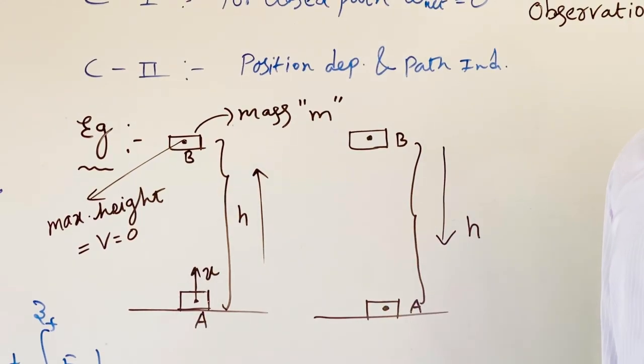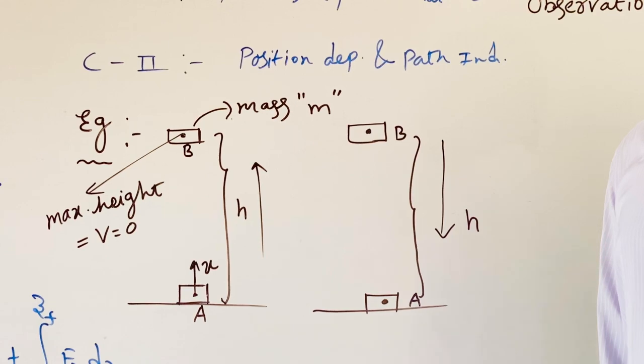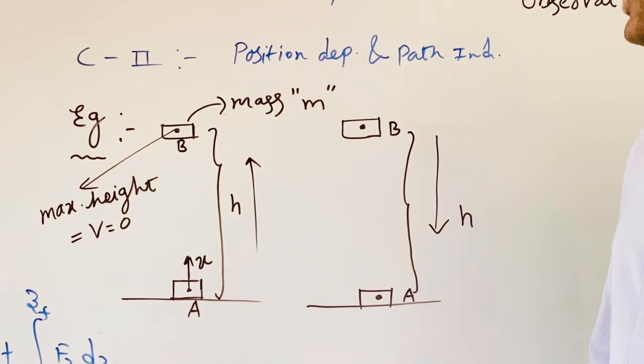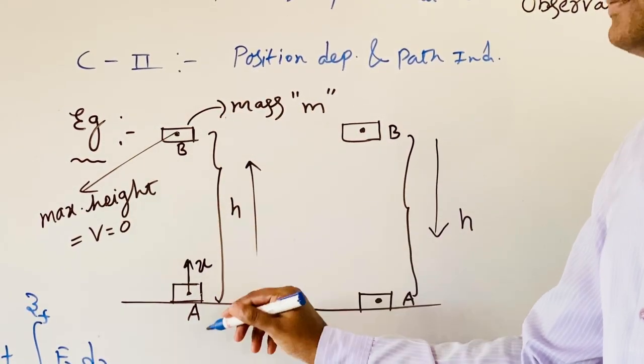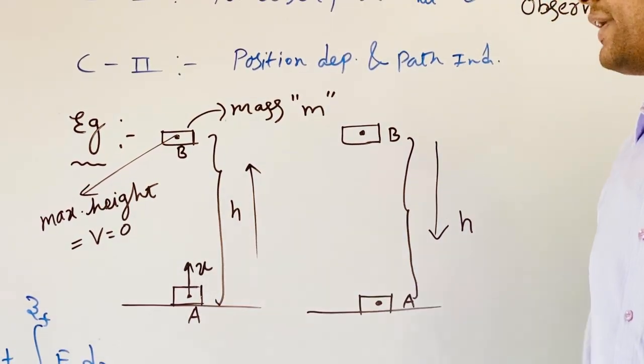So at that time, what are the forces acting on this block? Only one force is left. Suppose I am assuming there is no air, so the force exerted by the air is also absent. So during the motion of the block, the force acting on the block is mg. So at that time, what is the work done by the gravitational force?